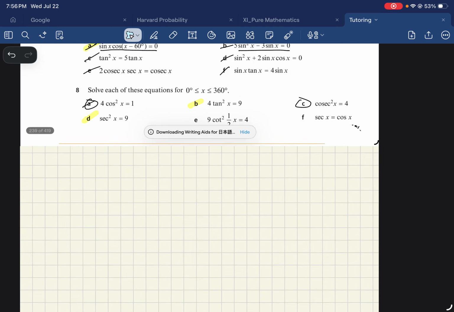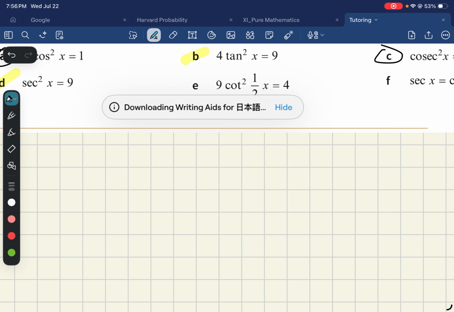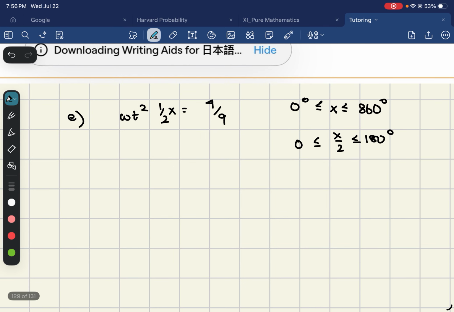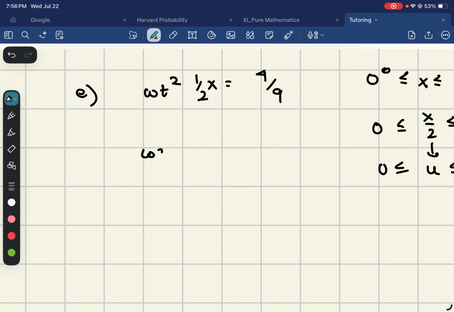Part E. We have cot squared of half of x is equal to 4 over 9, right? So I just divide by 9 on both sides. And remember, x is between 0 and 360 degrees. So if it's half of x, which is x by 2, I'm going to be between 0 and 180 degrees. And I'm going to replace x by 2 with u. All right. So cot squared u is equal to 4 over 9.